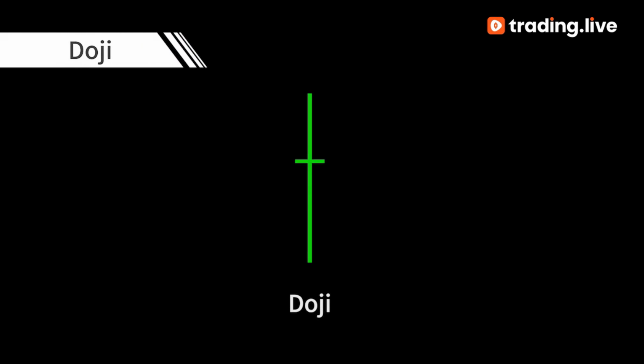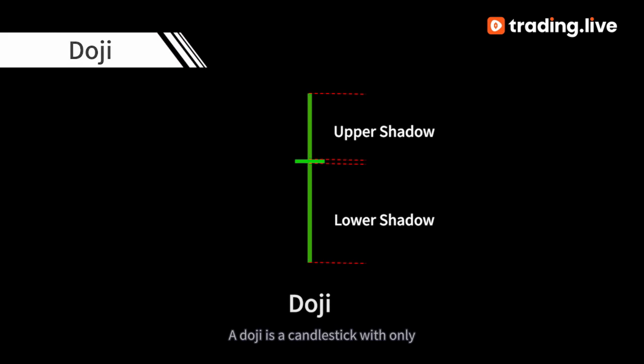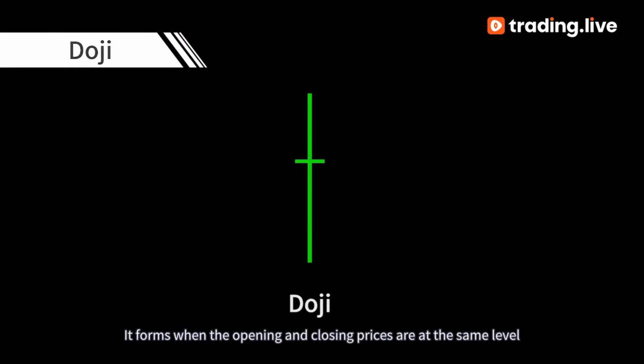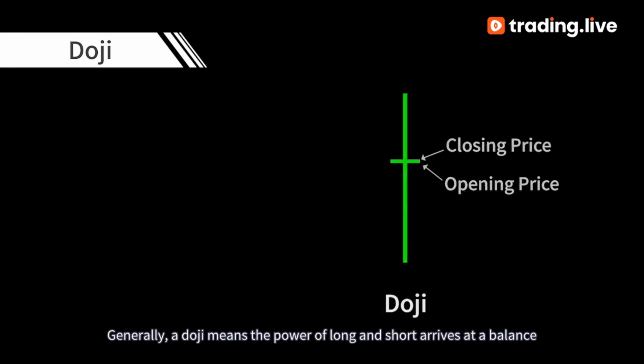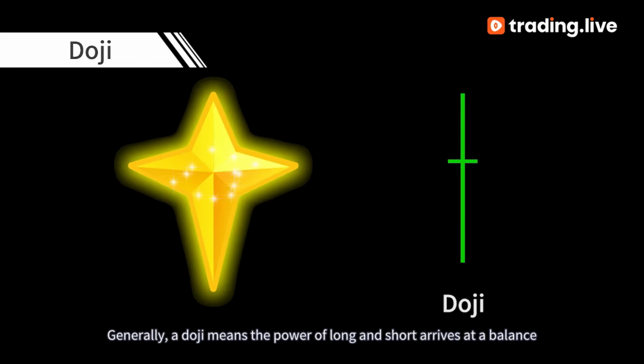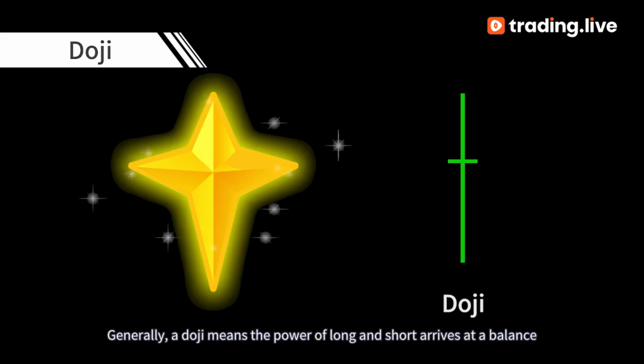Doji. A doji is a candlestick with only upper and lower shadows and without a real body. It forms when the opening and closing prices are at the same level. It graphically looks like a star. Generally, a doji means the power of long and short arrives at a balance.